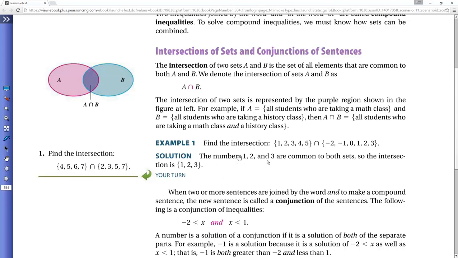Well, this example goes through the steps a little bit better. But mostly, again, what we're trying to do is realize what intersection means. In this case, the set of 1, 2, 3, 4, and 5 intersecting the set of -2, -1, 0, 1, 2, and 3. The numbers 1, 2, and 3 are common in both sets, so the intersection would be the set of 1, 2, 3. If I drew a picture of these two sets, I would put 1, 2, 3 right in that intersection because they're shared between the two sets.